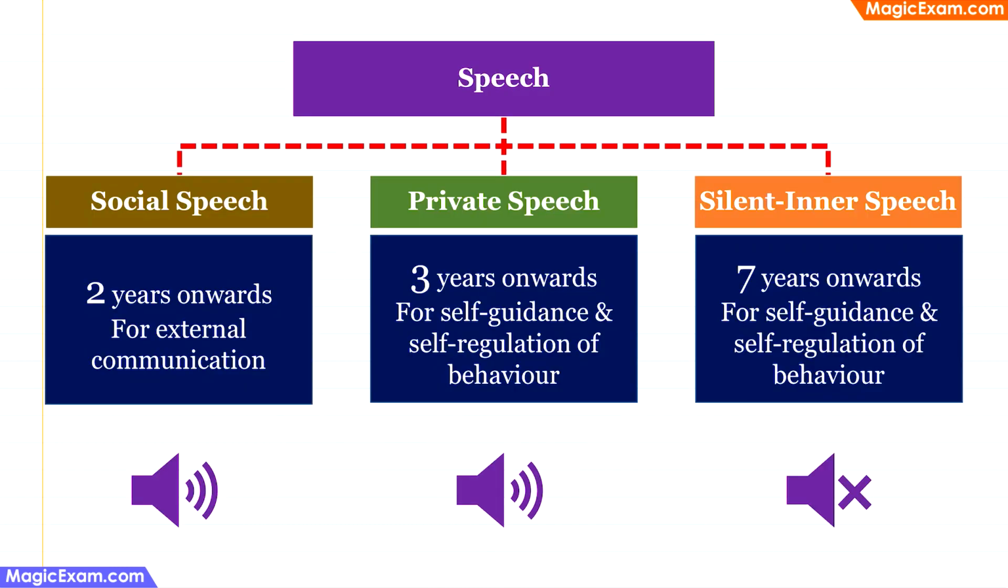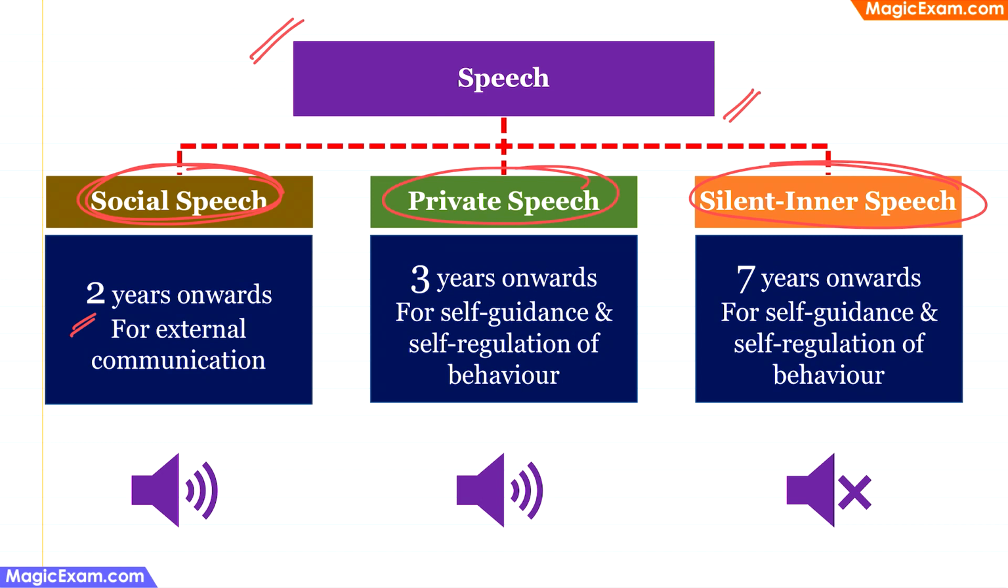The next important Vygotsky concept that we have to understand is with regards to speech. Vygotsky said that there are three different types of speech. The first one is social speech. Then there is private speech, then there is silent inner speech. So social speech starts from the age of 2 onwards. This is the normal speech that we use to communicate with each other.